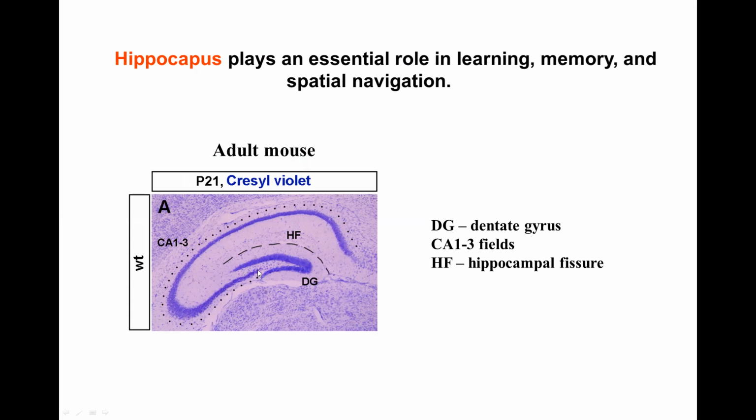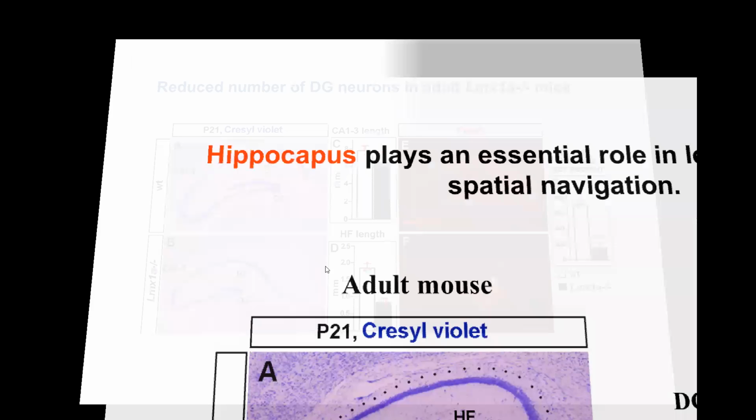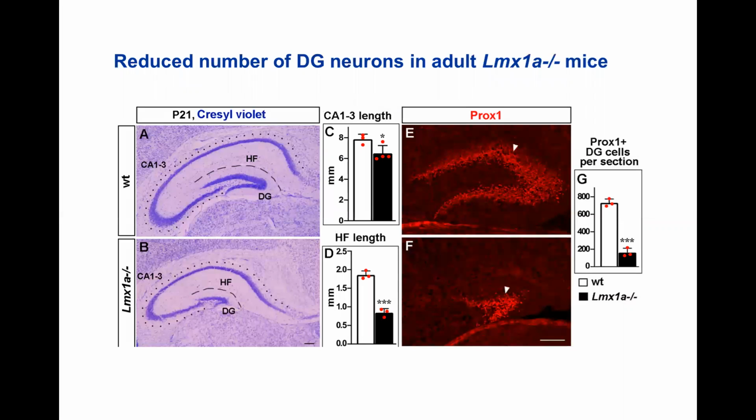And the hippocampus also contains CA1, CA2, and CA3 regions. Dentate gyrus is segregated from the rest of the hippocampus by a groove called the hippocampal fissure. One approach to study hippocampal development is to analyze mouse mutants.